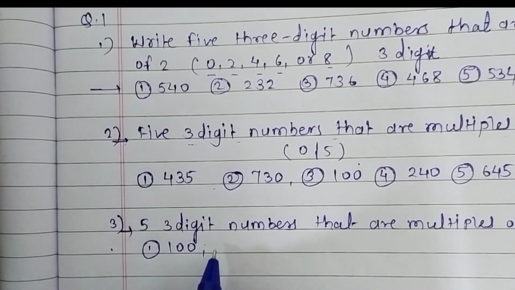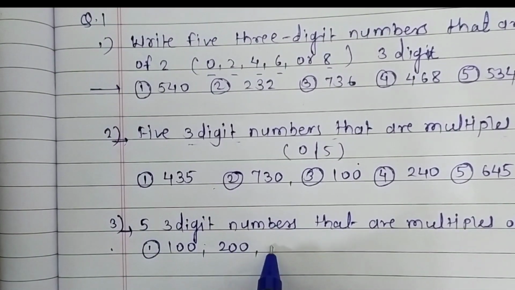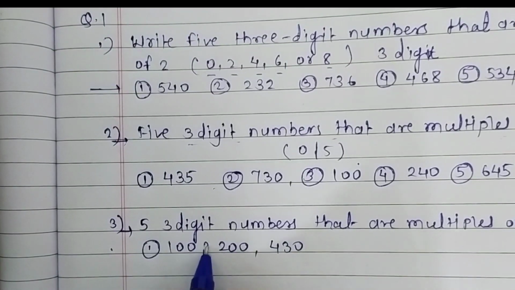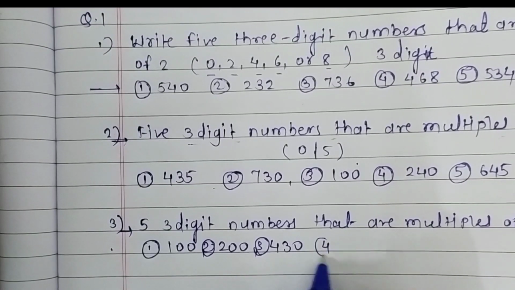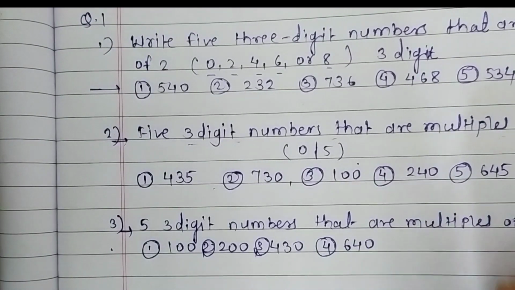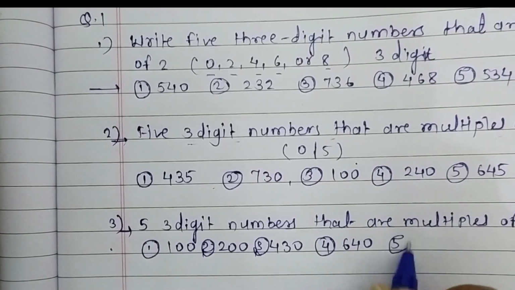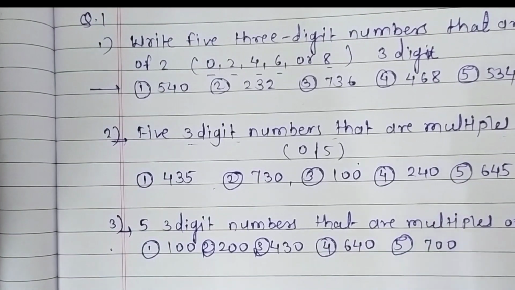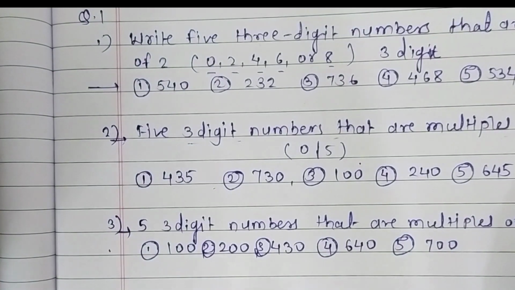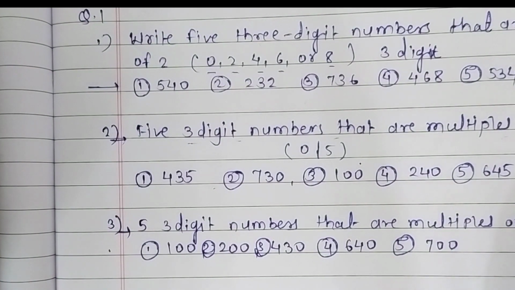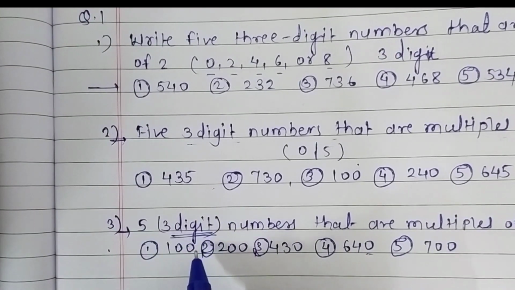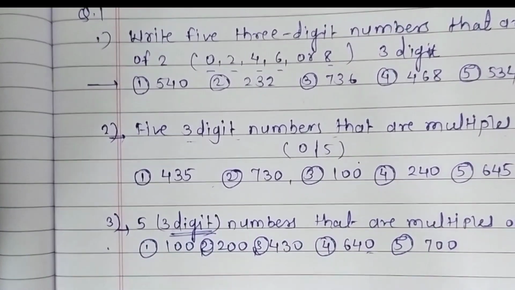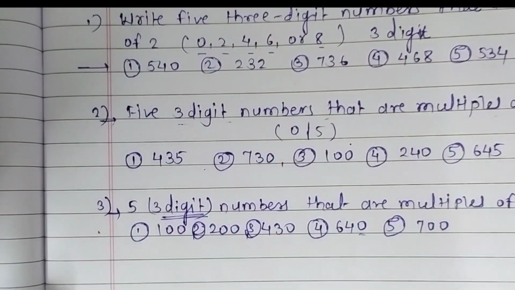You can write 100, 200, 430. This is our second and third example. You can also write 640. Also take 700. You can take 820 or 890. Any number which has 0 in the unit place, but the condition is the number must be a 3-digit number. So here our first question is complete.